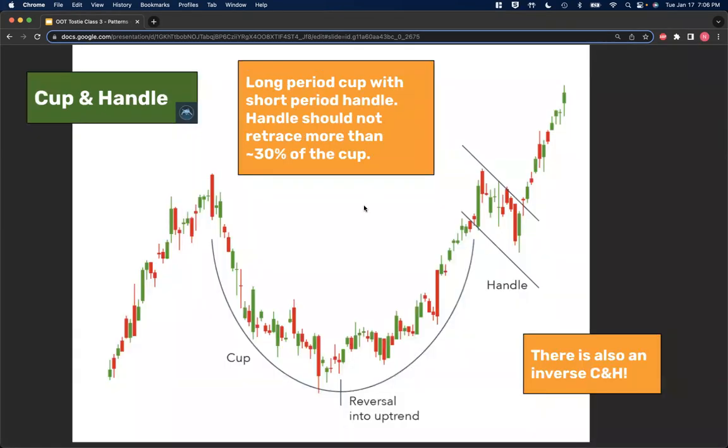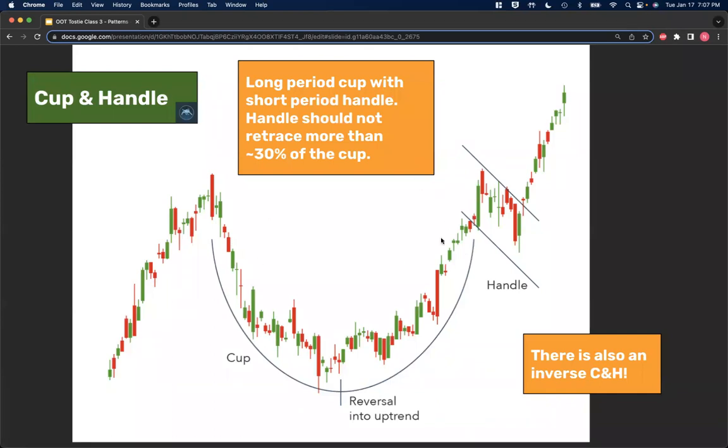Let's talk a little bit about a cup and handle. This is what Flips was referring to as a pattern that he really likes. Cup and handles are really interesting. I want to just talk about a few caveats with them instead of just saying exactly what we see on the screen, because I know everybody can read. So a few things to keep in mind.